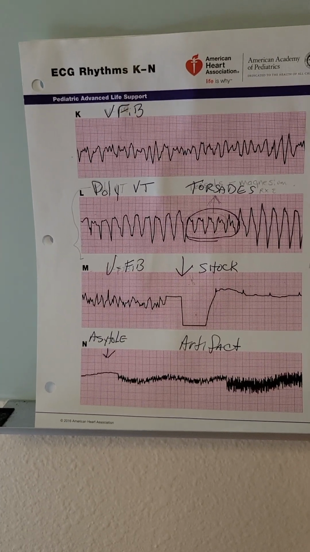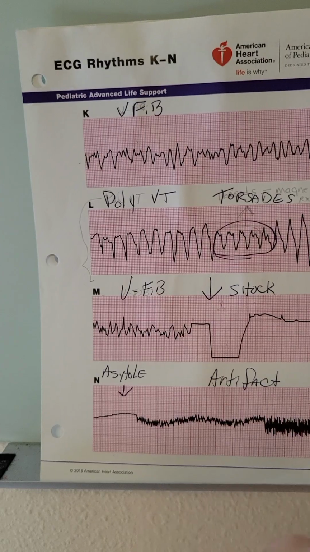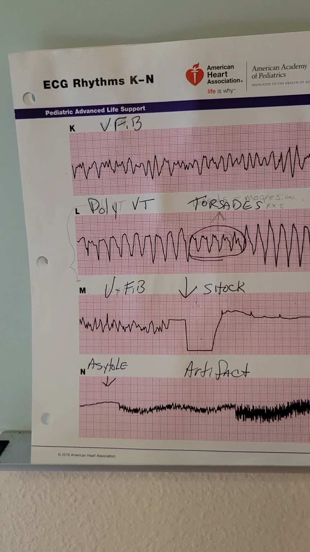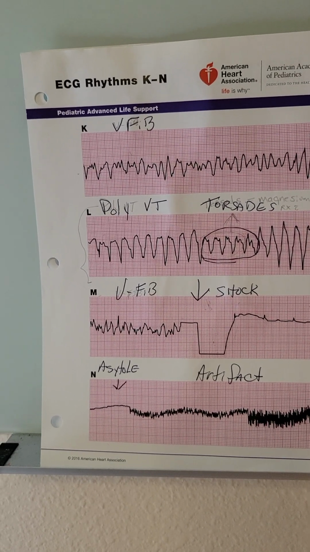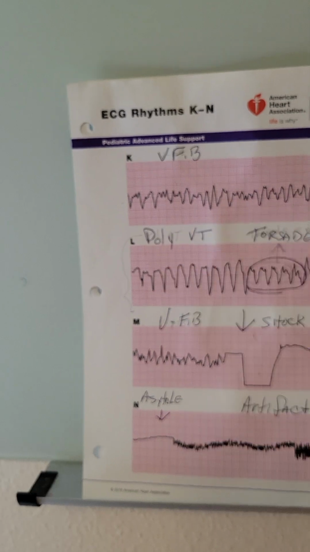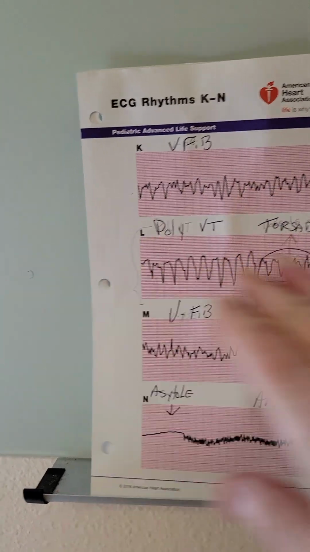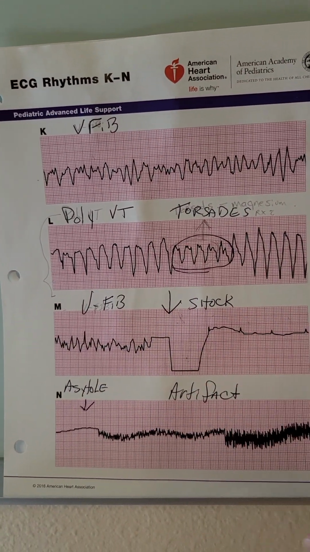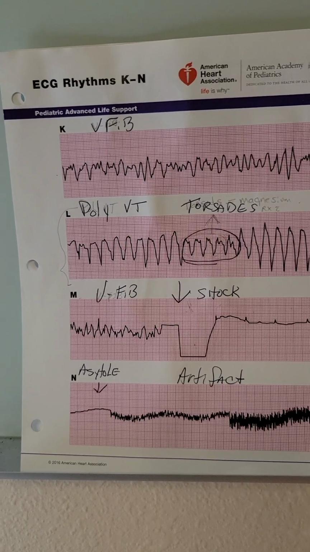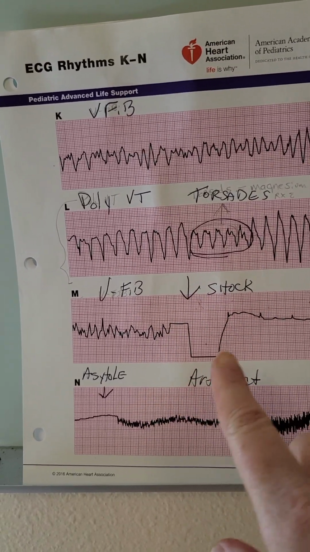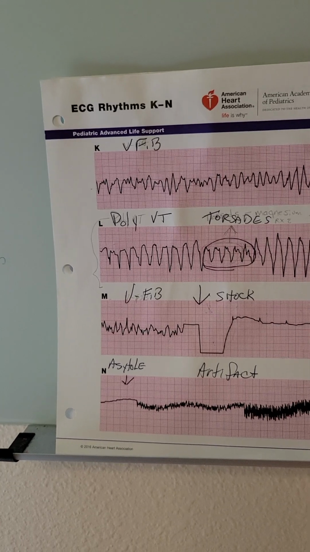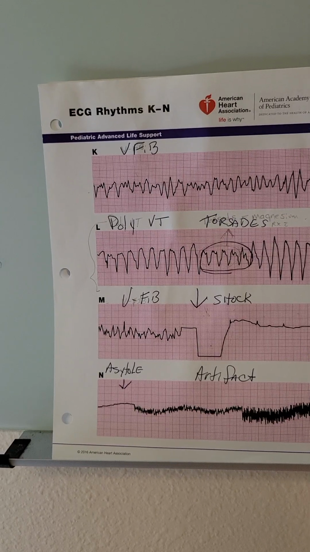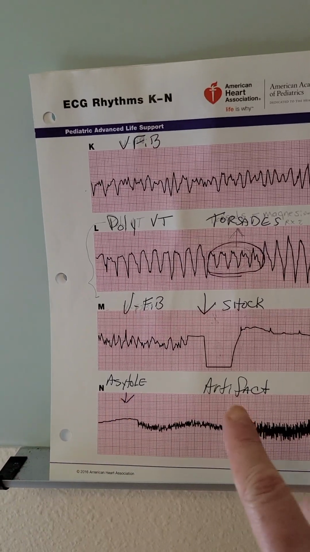All right. We've got polymorphic VTAC here with a run of torsades, in case you were wondering what that was. We treat polymorphic VTAC pretty much the same as we do VFib, because they're getting ready to go into VFib. Here's VFib with a shock delivered, so you can see what that looks like. Do we stop and check for a pulse after the shock? No, we don't. Not anymore. We go right back to CPR. Remember that. Question on the test. And finally, asystole with some artifact.